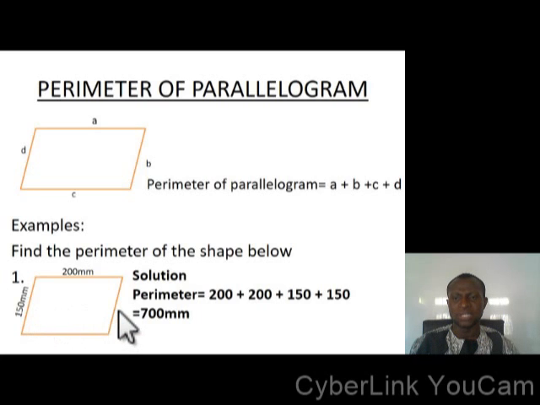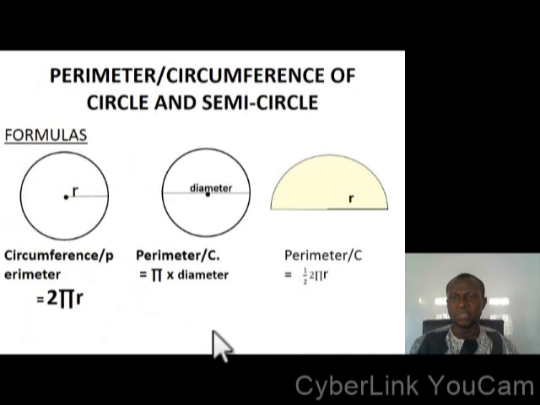150 millimeters. So we can add all of them by saying 200, as you have it here, plus another 200, which is this one, plus 150, plus another 150, which will be here. And when you add all of them together, they will give us what? 700 millimeters.